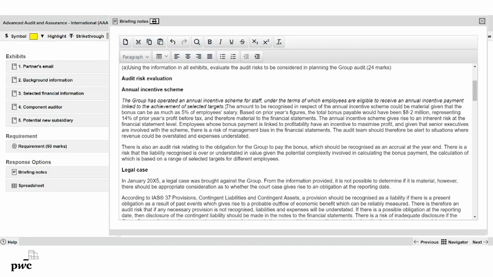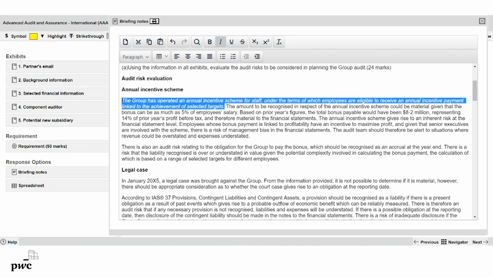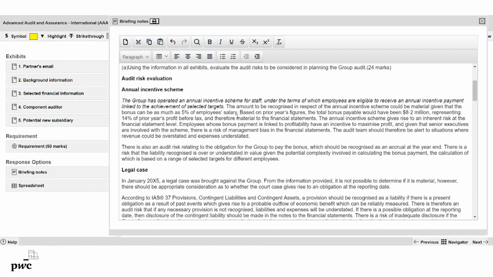Evaluation means that first you have to state what is the audit risk, so some fact, and then you have to continue with explanation why it is an audit risk. So again, we may use very nicely the copy-paste approach here, because what you see here is the fact, what is the audit risk? And this is actually copied from exhibit, from background information. So what you see in italics here is copied information from the scenario. Of course, the rest, the explanation, has to be produced by yourselves.